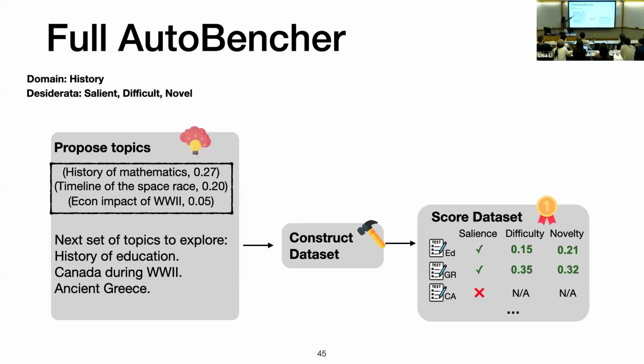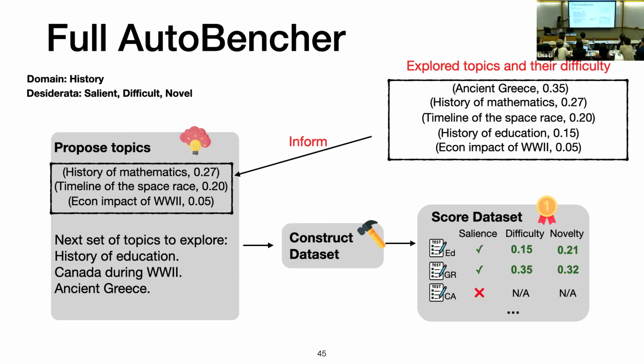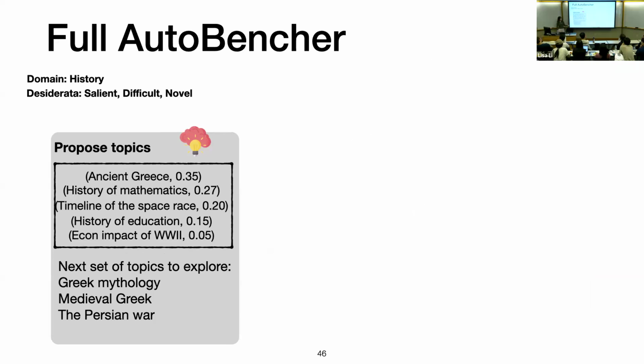Previously, history of mathematics is pretty hard. So it came up with something similar to the history of mathematics, like history of education. Previously, economic impact of World War II was pretty simple. So to make this category harder, it added some finer grained category like Canada involvement during World War II. So we construct the data set and score them respectively and add the new results back to our search trajectory. For the next iteration, we keep doing this.